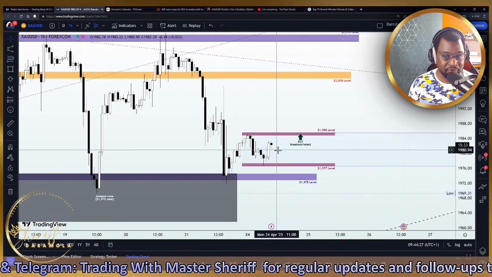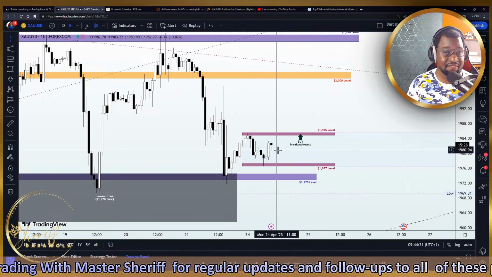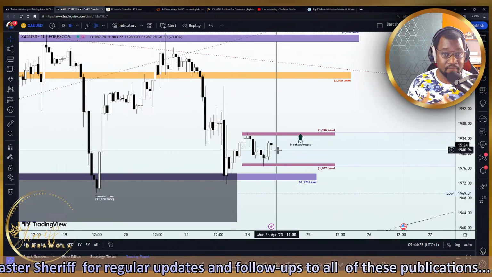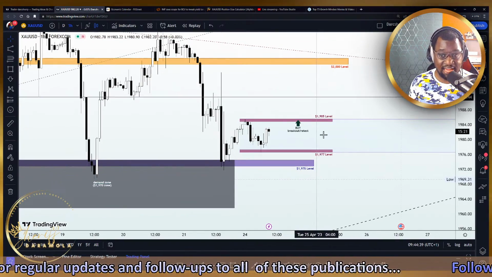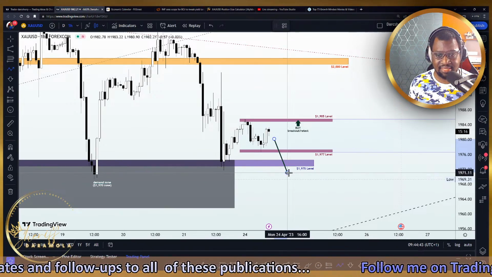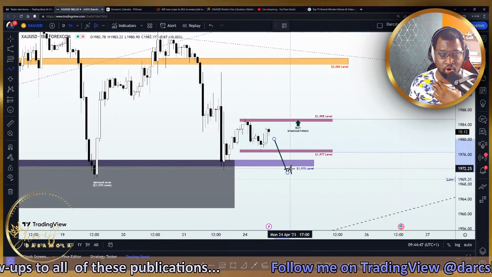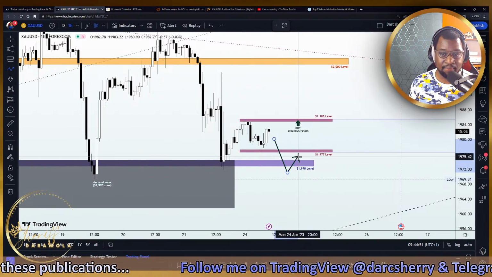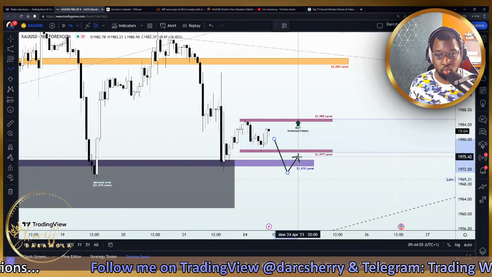Even though we have a breakdown of the 1,977, we will need significant confirmation that will suggest that we are going bearish at this point. So let that happen first before we project anything on this chart. So for the breakdown of the 1,977, I'm still very unsure of what will play out around that area. But if it does happen, I will be giving you an update on my public platforms on what to do.